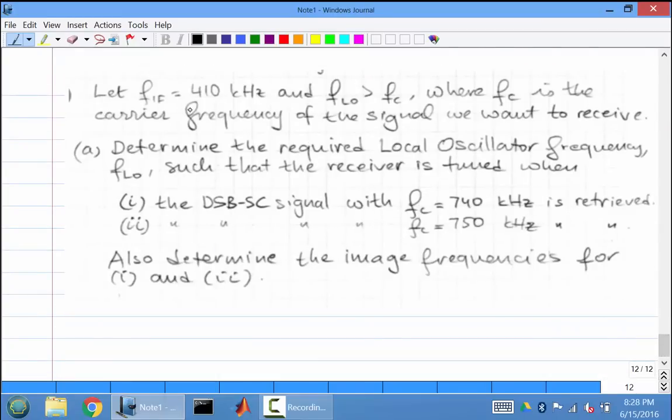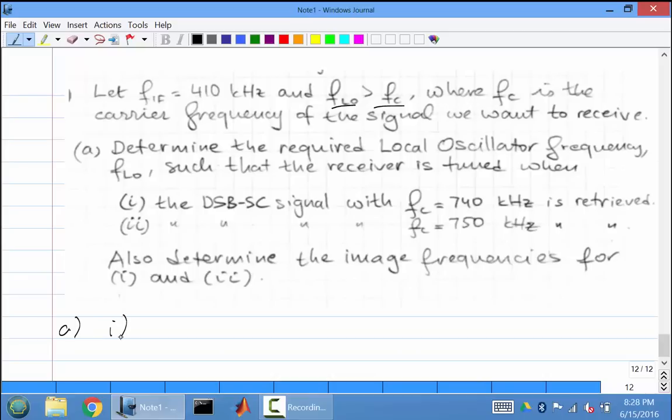Okay. If the intermediate frequency is 410, all right, and we see that the local oscillator frequency is bigger than fc, so we're doing down conversion, determine the local oscillator frequency fLO such that the receiver is tuned when we want to take a look at the station at 740 kilohertz, and then repeat that again for 750.